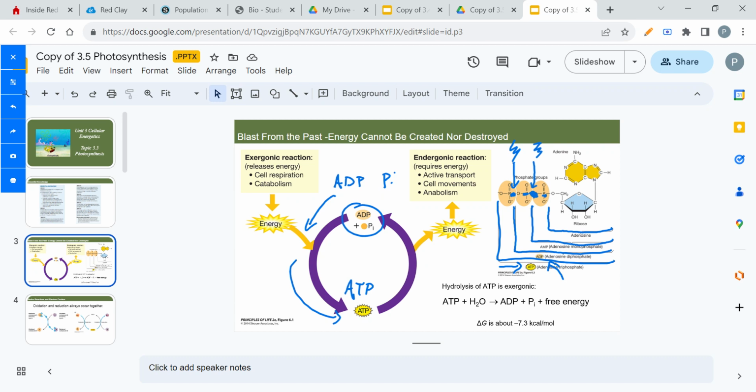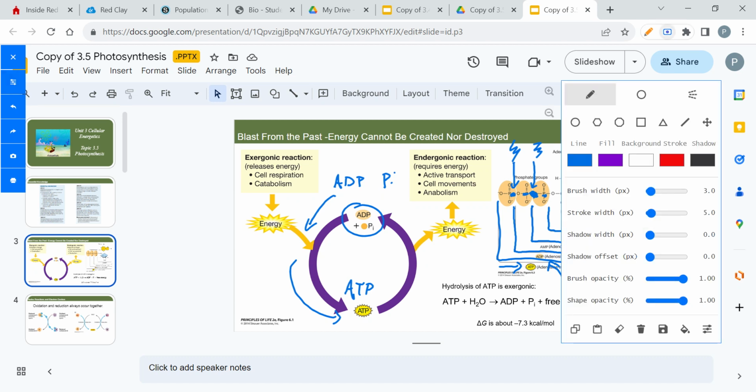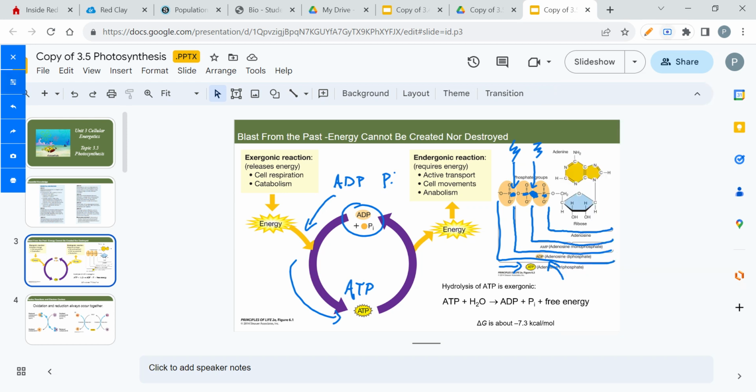Now the idea that we're going to take a look at is that we need to make this adenosine diphosphate and phosphate group together. We need some kind of energy. In the case here, the energy that we can think of is going to be sunlight, right, for photosynthesis.